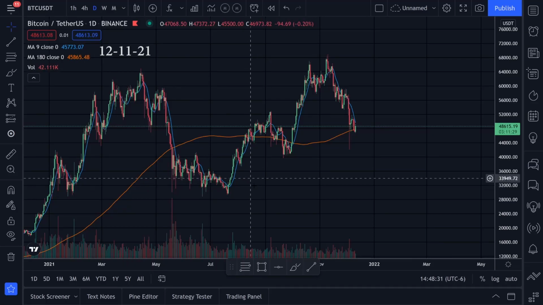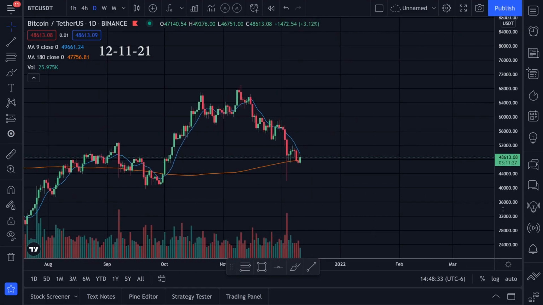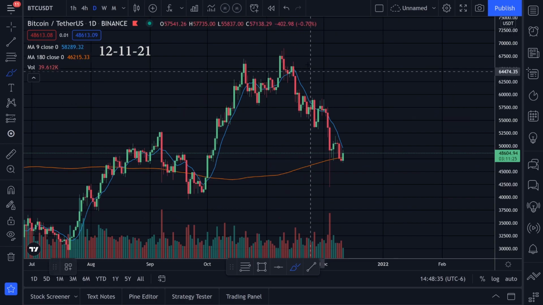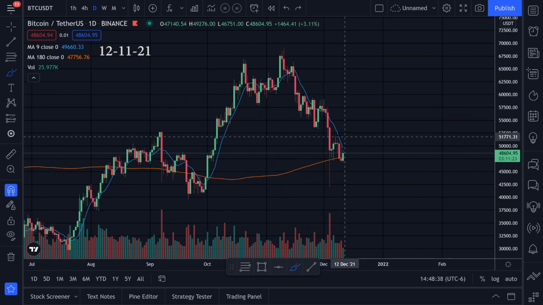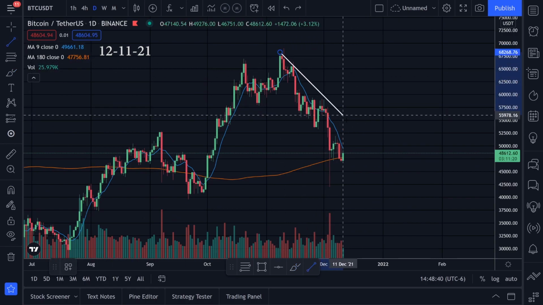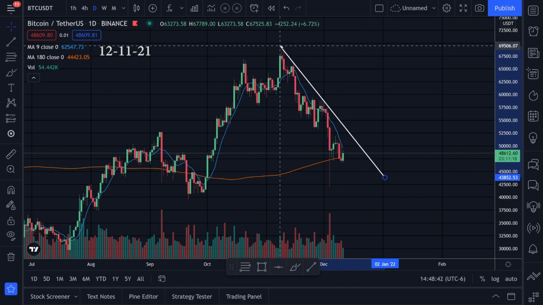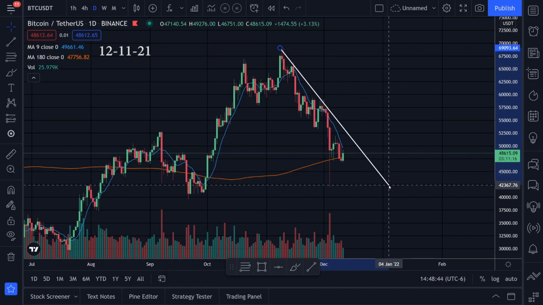Let's take a look at the chart action for Bitcoin. All right, so here is what I'm looking at. We have resistance right here and resistance right here. We're basically looking at this downtrend. That's the main thing that I'm focusing on right now. Let's draw the downtrend, something like this.